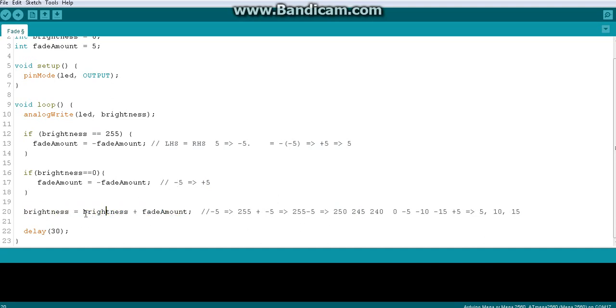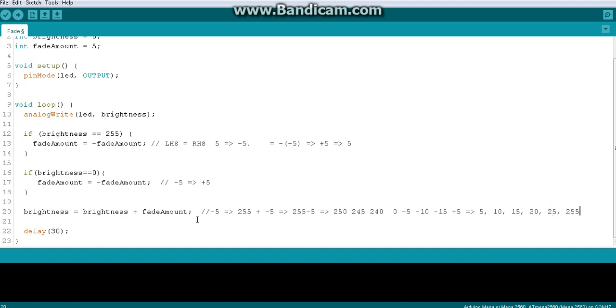That means 0 plus 5, that means the new brightness value is 5, and in the next iteration the current brightness is 5 and the fade amount is also plus 5, because we have already made it plus 5, right? We never change it to minus 5 until this if condition becomes true. Then 5 plus 5, the new brightness value is 10. Likewise the brightness value will keep increasing, 20 to 25, likewise up to 255.